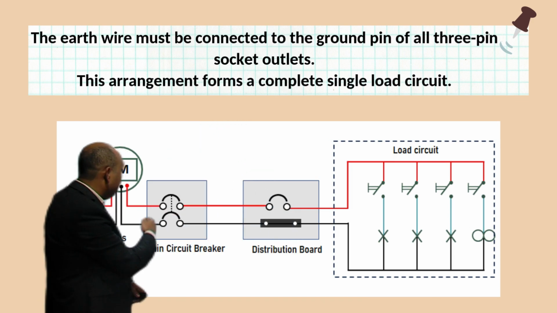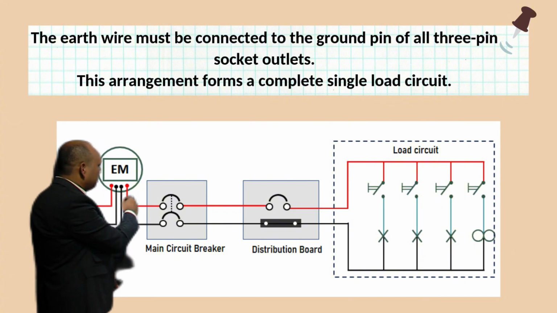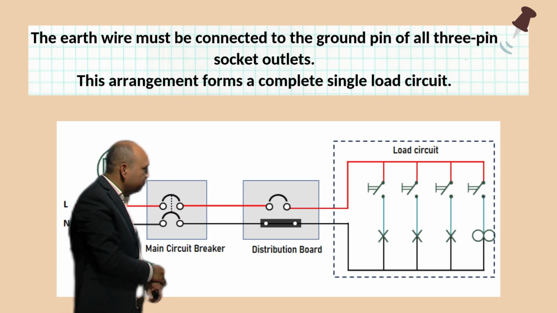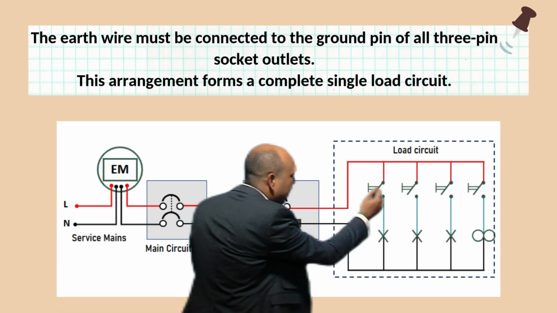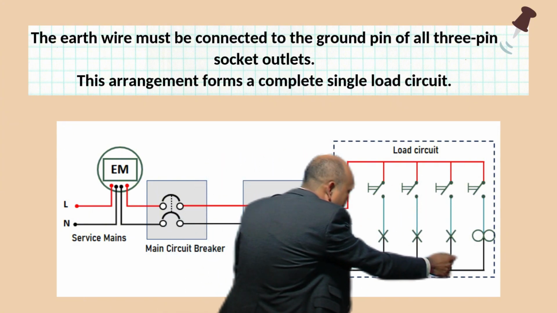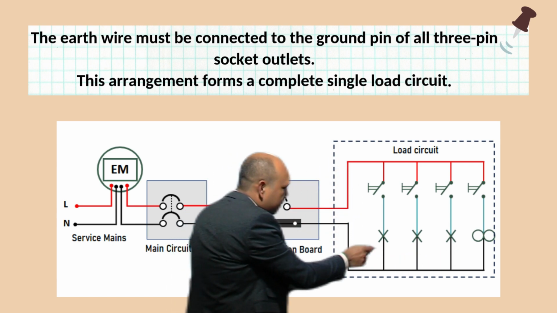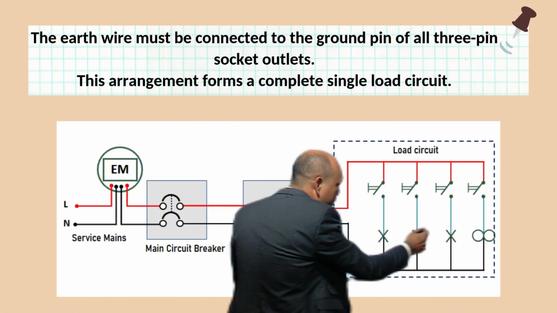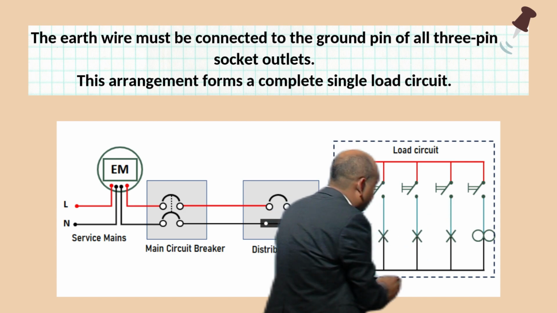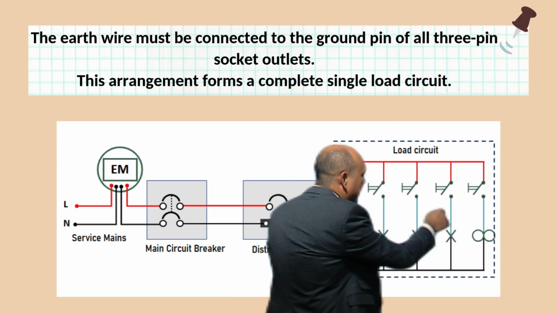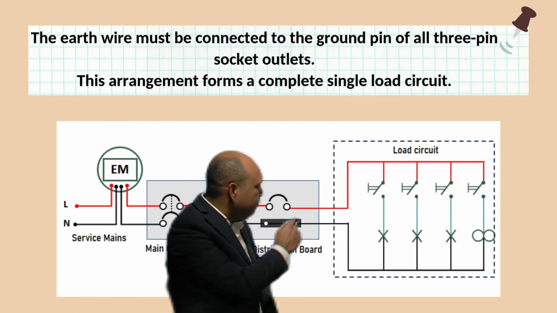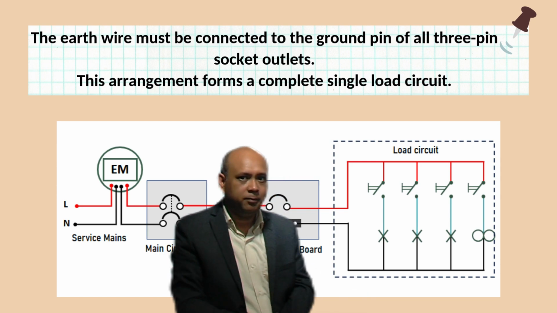So in this diagram, here you can see that after the energy meter we have the main circuit breaker. After the main circuit breaker we have the distribution board, and after the distribution board this is the load circuit. So in this load circuit you can see that this is the phase and this is the neutral. The loads, these are all loads. So these are the symbols of a lamp and this is the symbol of a ceiling fan. So these are the switches. So you can see that the loads are connected in parallel between the phase wire and the neutral wire. We have not shown the earthing connections here for simplicity.